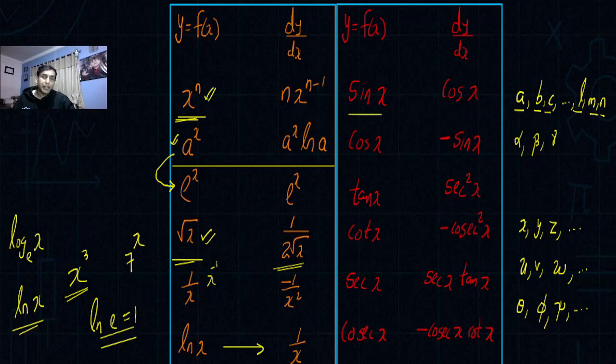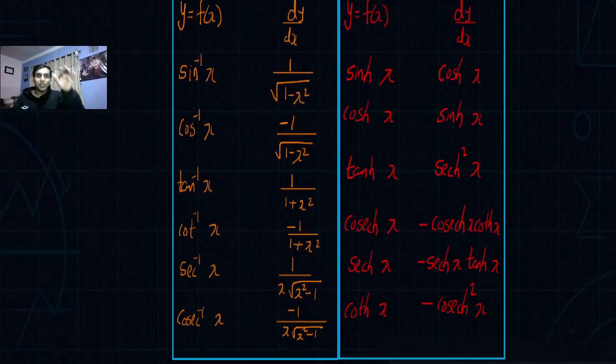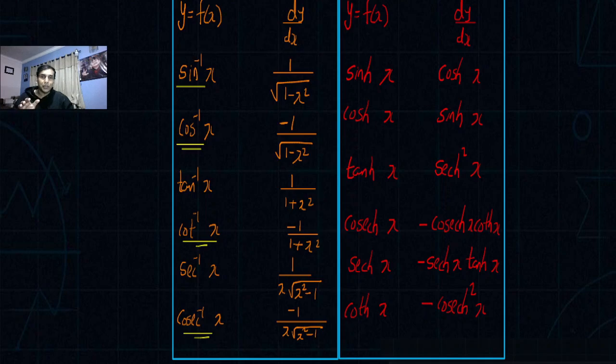Then comes the trigonometric functions, and there is a very easy way to learn. If you see any co-function, means the trigonometric functions that start with CO, you have to remember the answer will be negative. And then comes the next 12 functions. Sine inverse, similarly, cos inverse negative, cot inverse negative, cosec inverse negative.